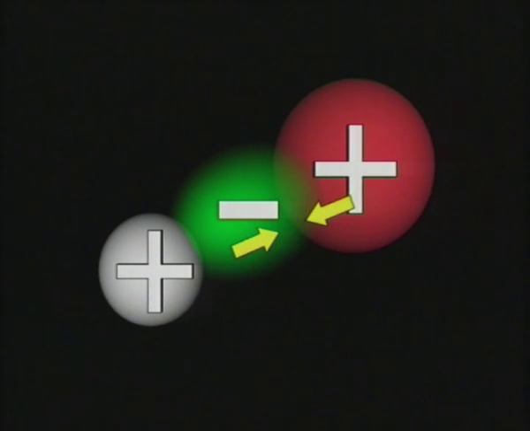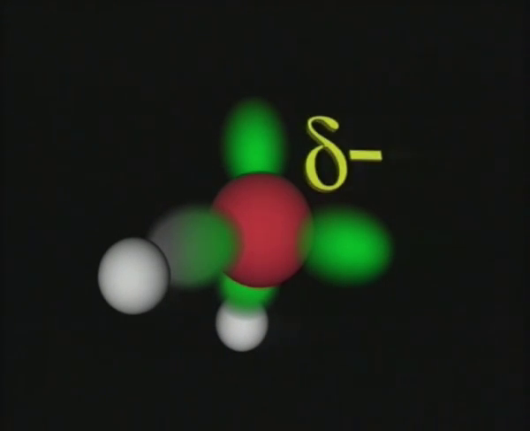Now this is a very uneven contest because the oxygen atom has 8 protons, the hydrogen only 1. The result is that the shared pair of electrons is pulled towards the oxygen atom and remains there. This uneven sharing of electrons gives the oxygen side of the molecule a small negative charge and leaves the hydrogen side with an equally small positive charge.